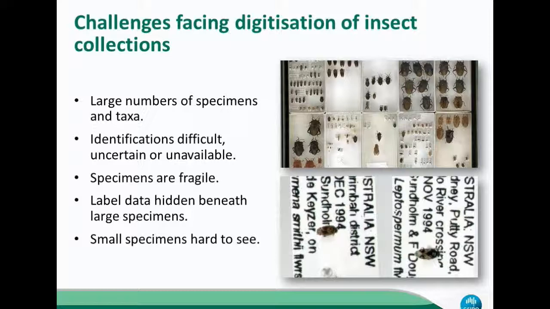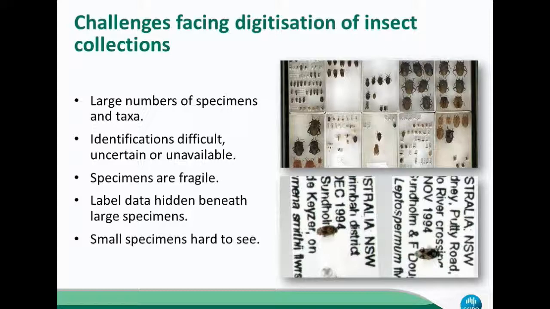Furthermore, and this is more operational, but handling specimens for digitisation is always risky, and insect specimens are particularly fragile. The way that we manage our collections is that we pin a specimen and put the label information underneath. While this makes sure that the label information is always associated with the specimen, it makes it very hard to read that information unless you handle the specimen or pull the label off. Things like butterflies and large beetles are obviously particularly obscuring of label data.